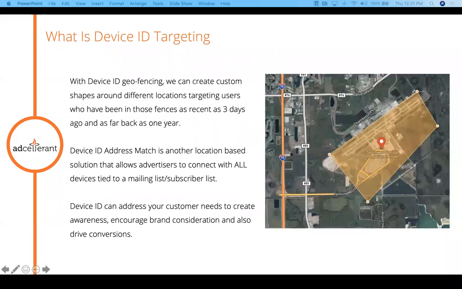Moving further down the funnel, we get into some really sexy, cool, creepy display services. And really, device ID targeting is the crux of that. It's a location-based targeting solution that enables us to target devices with display or video ads that were in a physical location in the past. And we're able to go as far back as 12 months or as recently as 3 days ago.